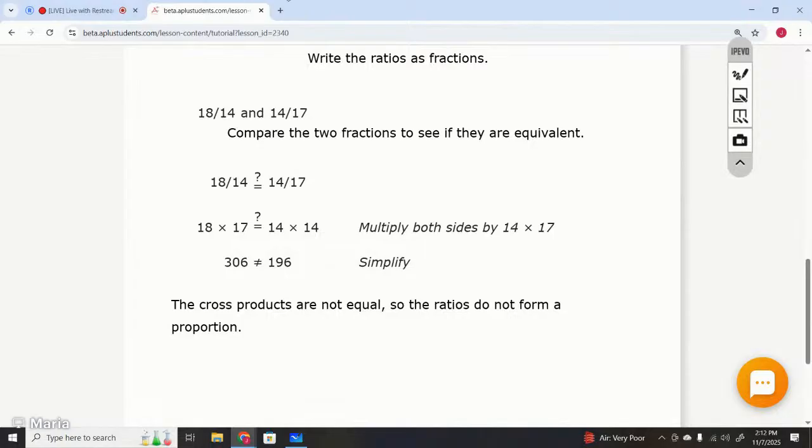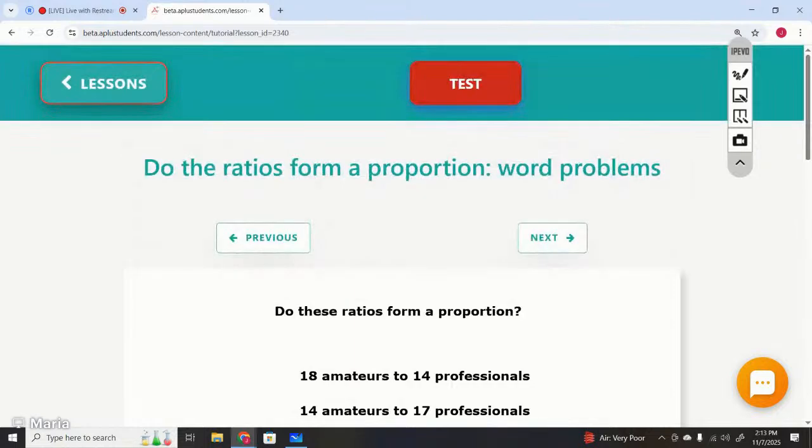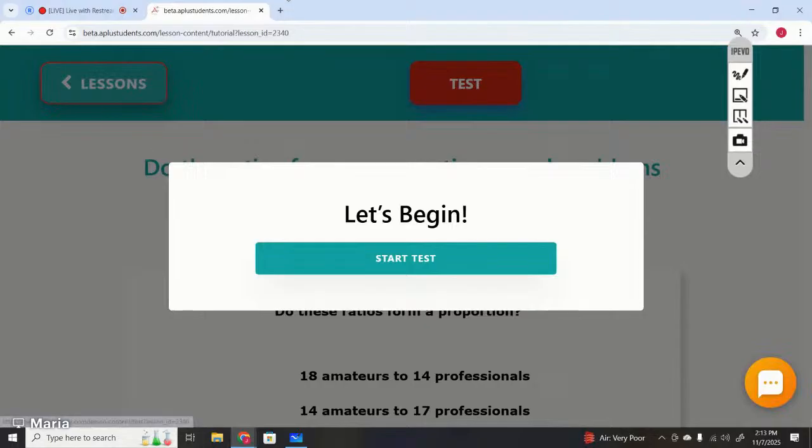So 306 is not equal to 196. So their cross products are not equal, right? So that means no, the ratios do not form a proportion. Let's just start with the test questions.